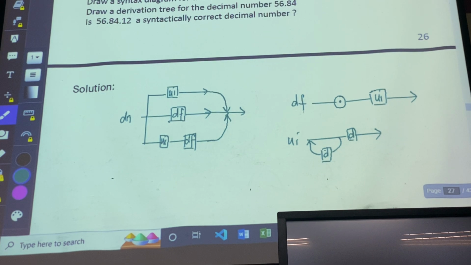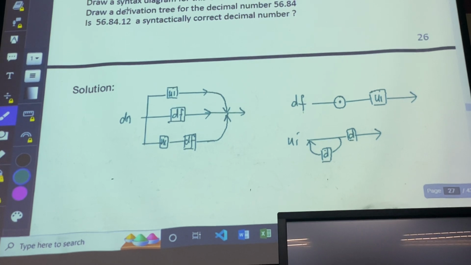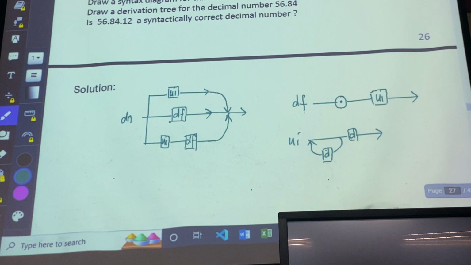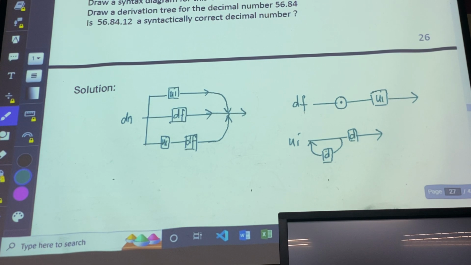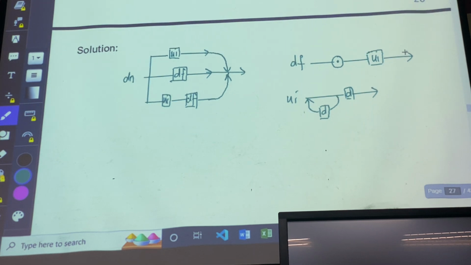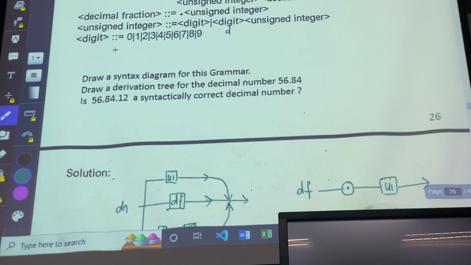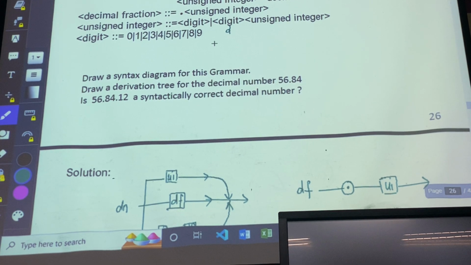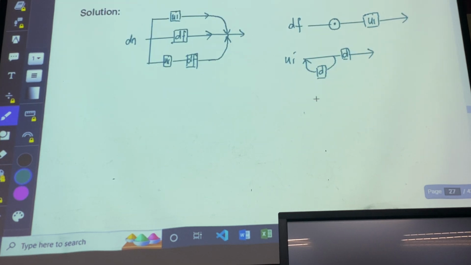So, this is the syntax diagram, and they ask you to draw a derivation tree for the decimal number 56.84. So you need to try to pass through the tree in order that you will get this 56.84 in your final substitution. Okay, so we will start with the decimal number. This one, the digit, if you substitute with 0 to 9, you just draw 9 different lines in the syntax diagram. You know how to draw the digit or not?